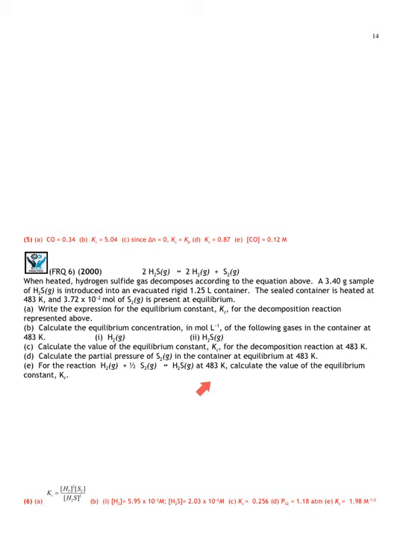And when we say manipulate, manipulations include: if you flip an equation, you take the reciprocal of the K constant. If you double the equation, you're going to be squaring the K constant. If you halve the equation, you're going to be square rooting the K constant. If you're adding equations, you're going to be multiplying the K constants.